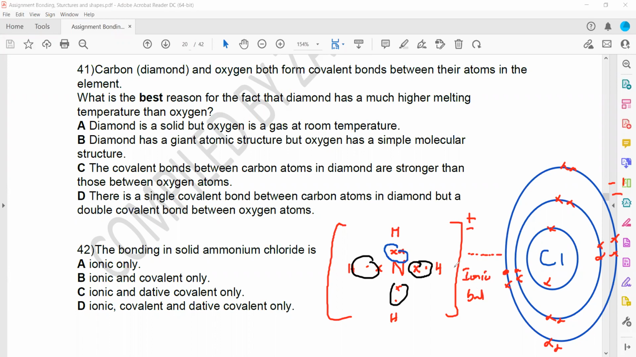So the question is the bonding in solid ammonium chloride. What kind of bonding is there? We can see covalent, that is between nitrogen and hydrogen. We see dative, and we see ionic as well, which is between the ammonium ion and the chloride ion. So all types of bonding are there. That's why D is the right answer. Is it clear? Question 42. Any doubt in that?